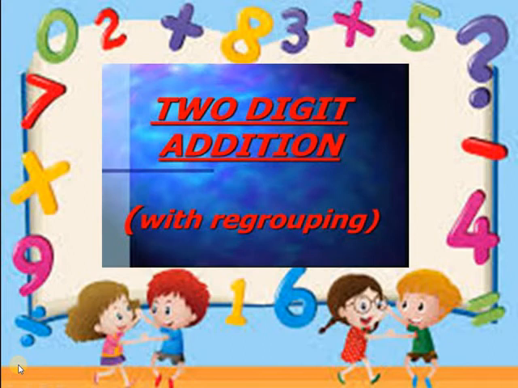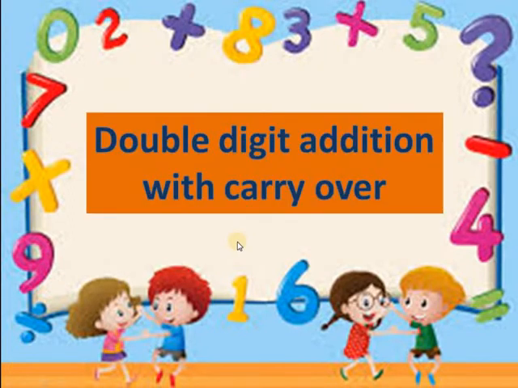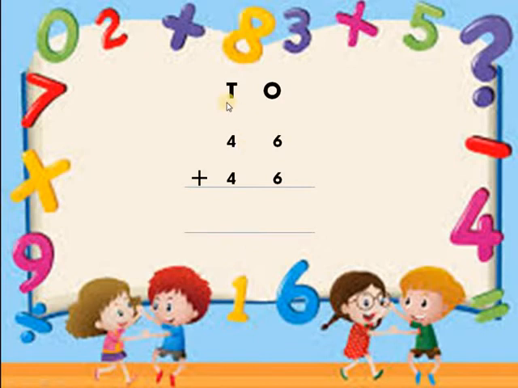Now we are going to see the same thing, two-digit addition with regrouping, in a different way, that is using the expanded form of the number. Let's see the example. Here the two numbers are 46 plus 46. We need to arrange the numbers according to their place value. Ones number under ones column and tens number under tens column. These are ones numbers and these are tens numbers.